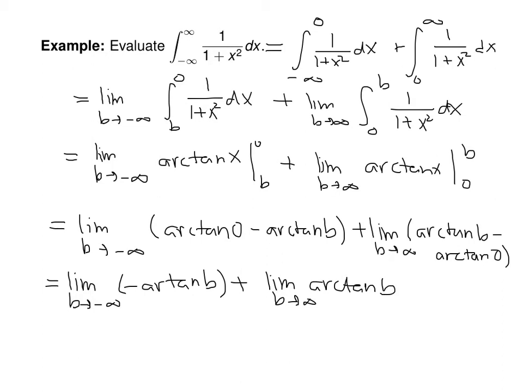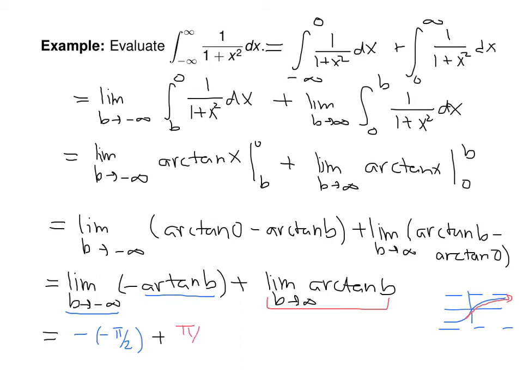And as we discussed in the previous example, arctan's graph looks like this with asymptotes at positive pi halves and negative pi halves. So as b goes to minus infinity, arctan b goes to negative pi halves. So there we have negative pi over 2, plus, and as b goes to infinity, arctan b heads off towards pi halves, so plus pi halves, and this gives us pi halves plus pi halves, which is equal to pi.